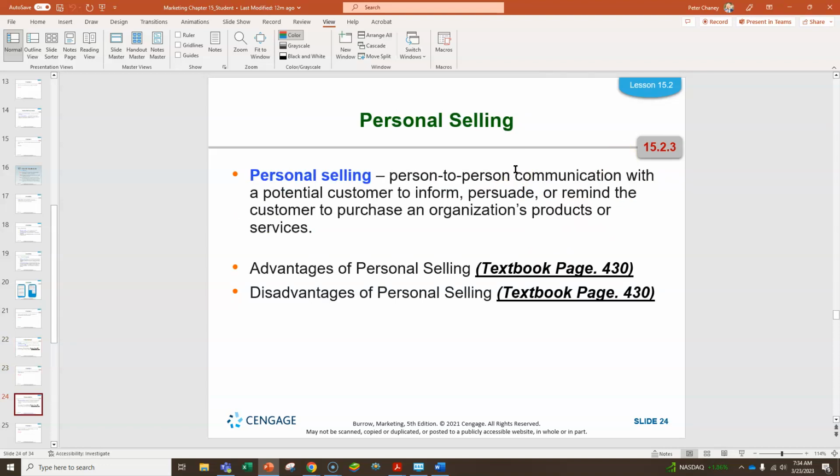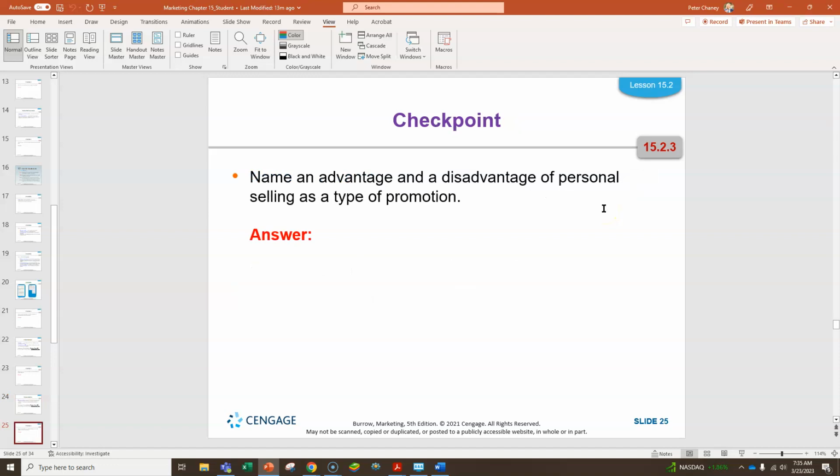Talking about personal selling, that is person-to-person communication with a potential customer to inform, persuade, or remind the customer to purchase an organization's product or service. So the example with the Girl Scout cookies, they are definitely there to persuade you to purchase the cookies. It's not a difficult persuasion if you like their cookies, but sometimes it is. But that's a personal selling situation. Now, advantages and disadvantages of that can be found on textbook, page 430.